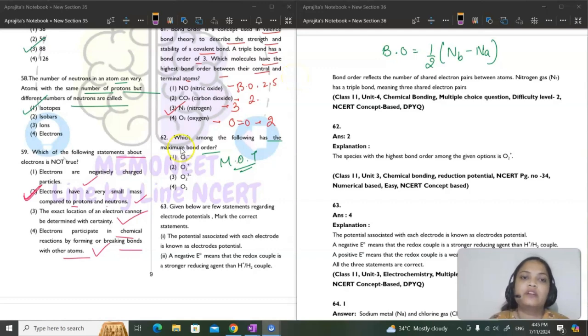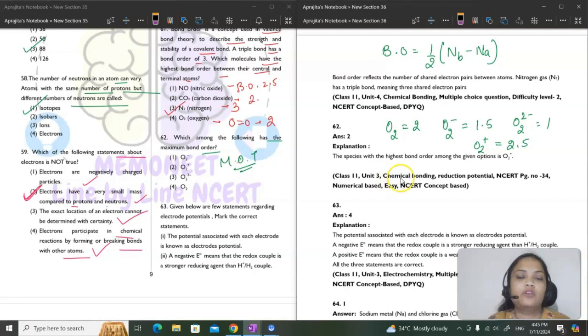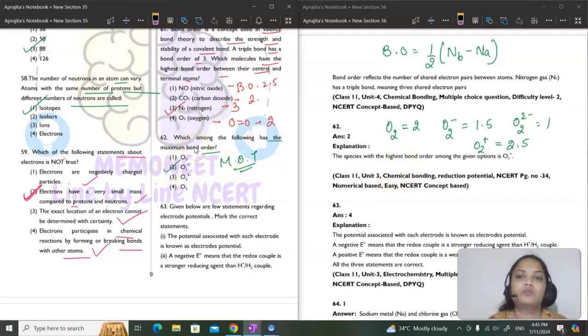So students, if I talk about the bond order of oxygen, it's 2, okay. Then if I talk about O2 minus, then it is 1.5. O2 2 minus is 1, and for O2 plus, okay, positive charge, the bond order will be 2.5. So the highest bond order is for O2 plus. The answer is going to be option number 2.